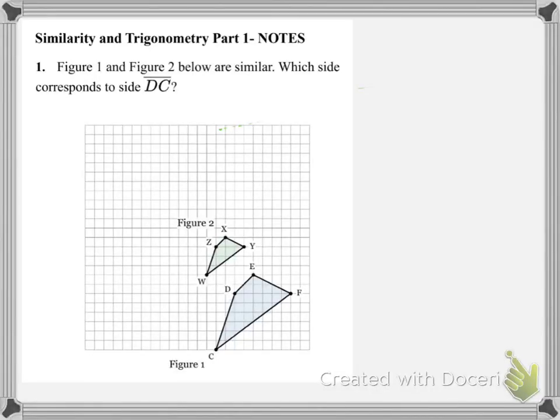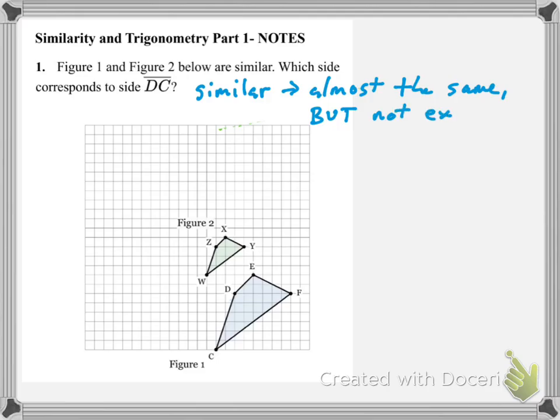Okay, so we're going to talk about, for the rest of this grading period, the concept of similarity and trigonometry. If you think about the word similar, similar means almost the same, but not exactly the same. If they were exactly the same, they'd be congruent.